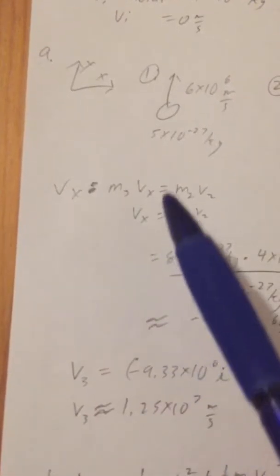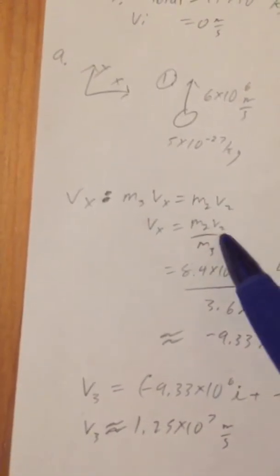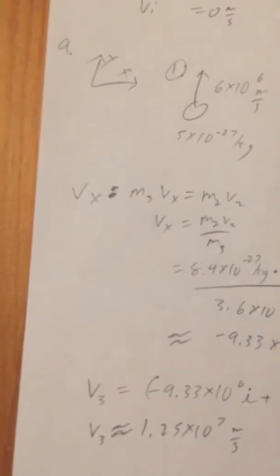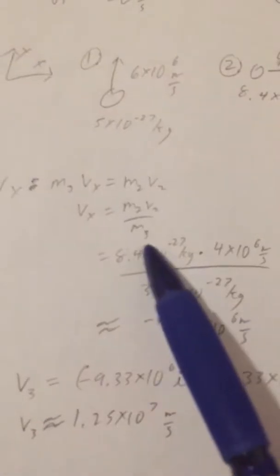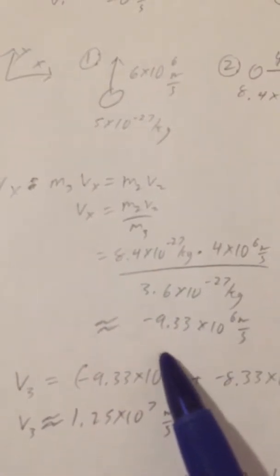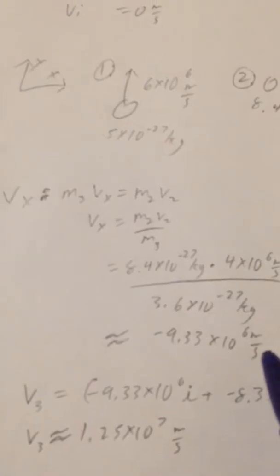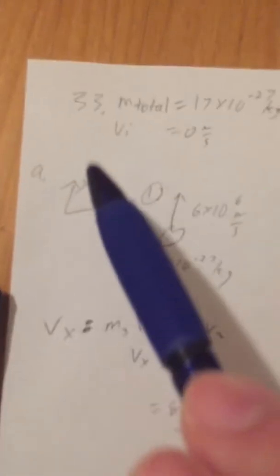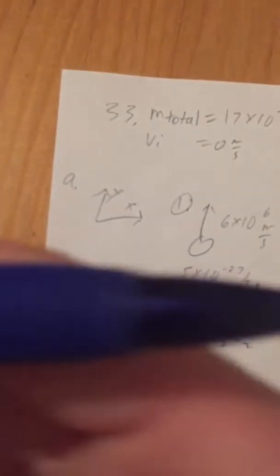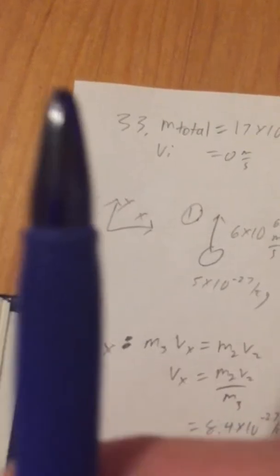Plug in for x: the momentum in the x direction of particle 3 equals the momentum of the second particle. Just plug that in, cancel out, go through the math, and you get negative 9.33 times 10 to the 6 meters per second. It is the velocity of the third particle in the x direction, regarding, of course, x is in the positive direction of right and y is in the positive direction for vertical.